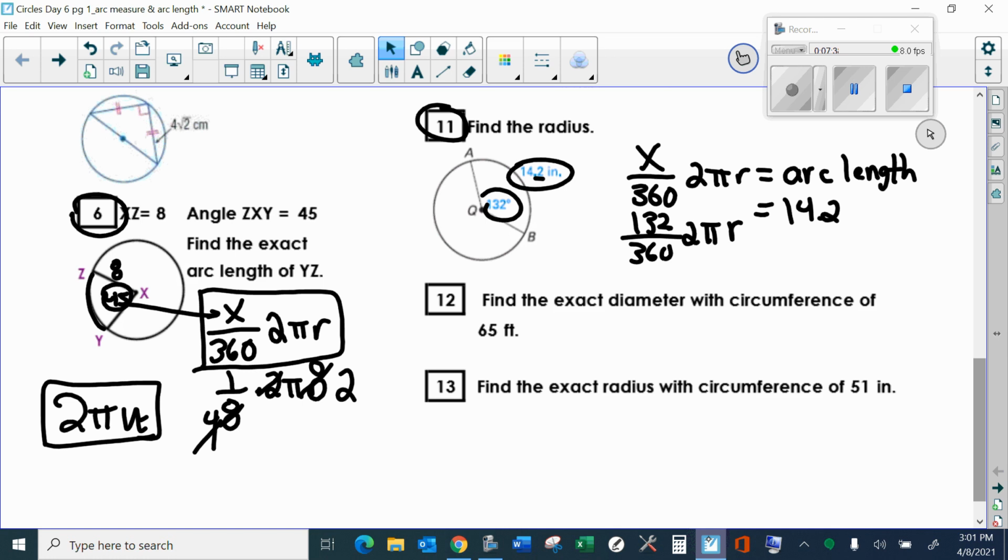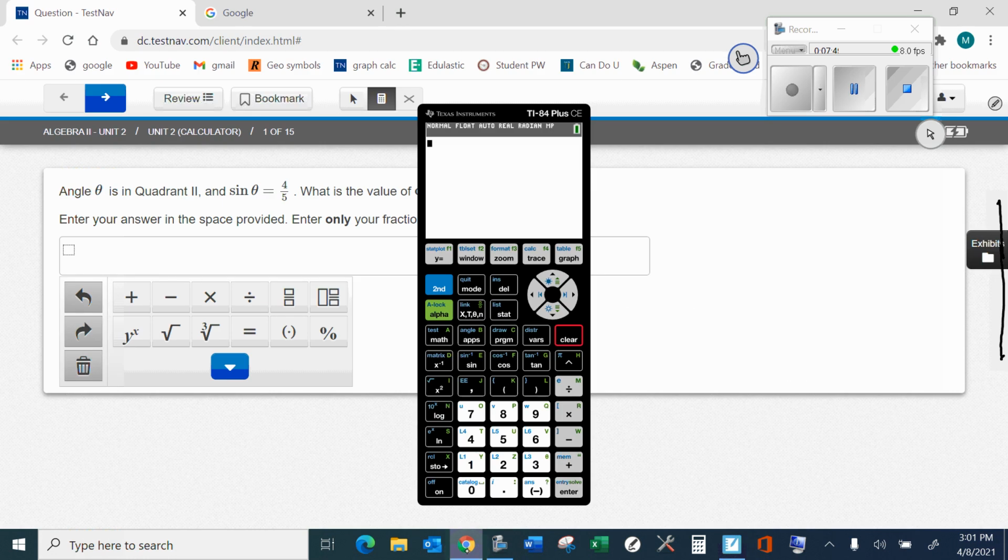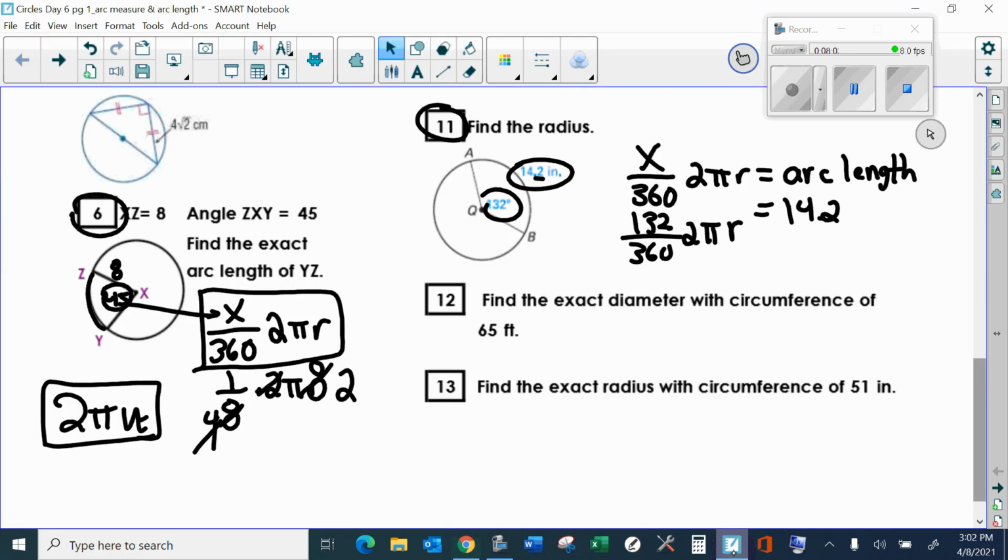So let's look at what we have here. I can multiply 132 times 2, it's 264 times pi, divided by 360. That gives me everything on the left side. Okay. Now, on the right, I have 14.2. So I'm going to do 14.2 divided by that answer.